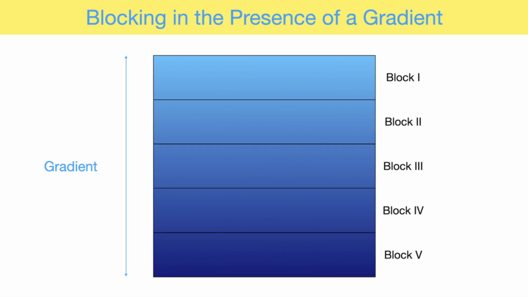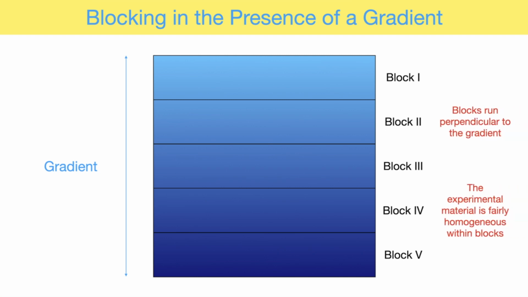And so because the gradient is running, let's call this, in the north-south direction, what we would do to deal with this is to set up our blocks so that they are oriented perpendicularly to that gradient. With the way we've got this set up, we've got fairly long, skinny blocks that are horizontal. That's perpendicular to the vertical direction of the gradient. And then notice that the experimental material is fairly homogeneous within each of these blocks.